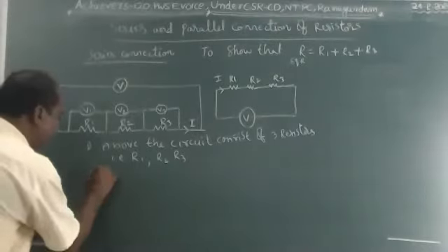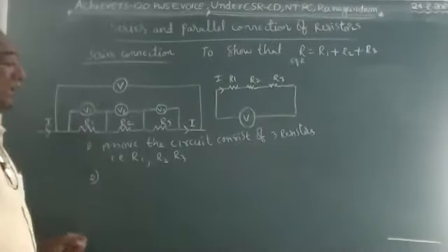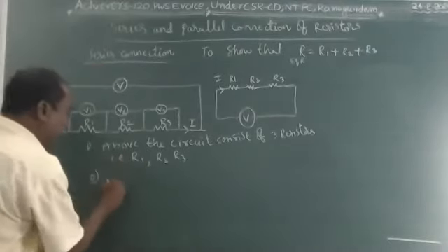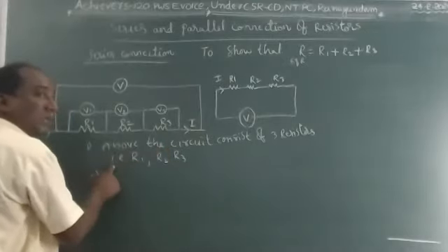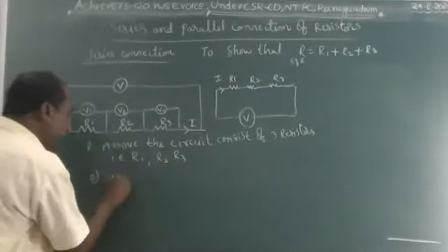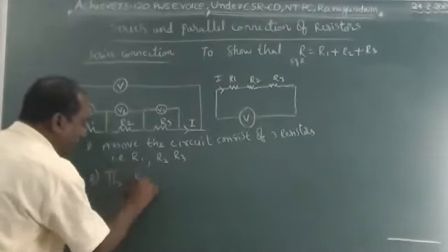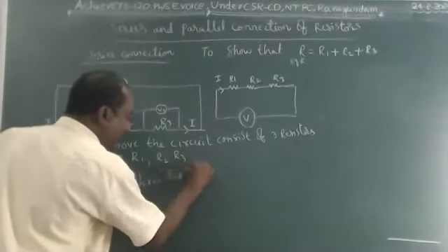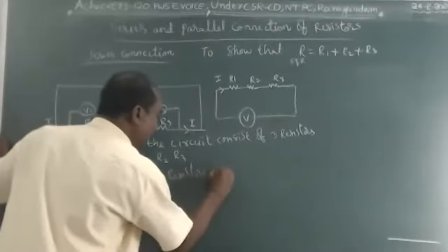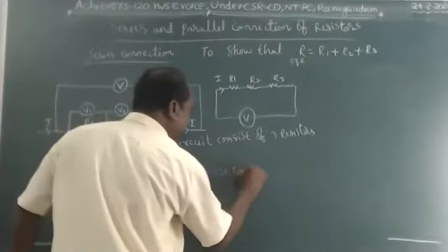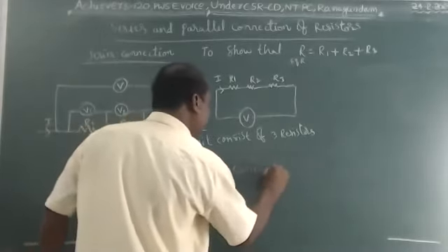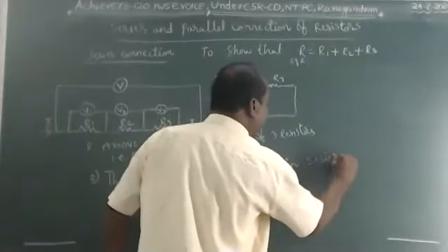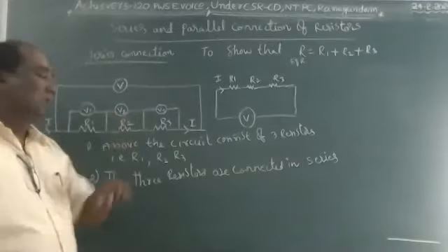Second point: in which way are they connected? In series. So the above circuit consists of 3 resistors, that is R1, R2, R3. The 3 resistors are connected in series. These are all connected in series.